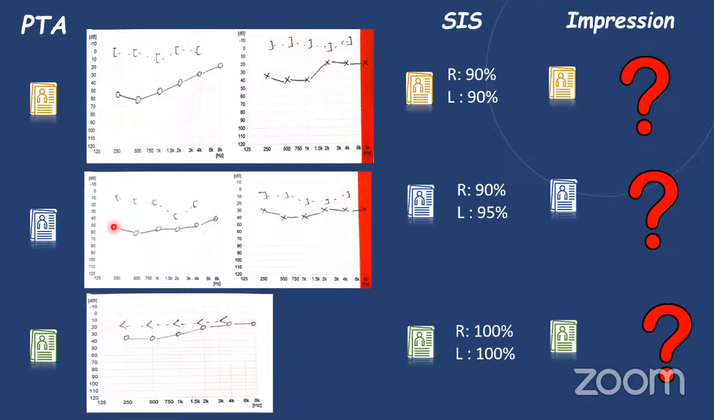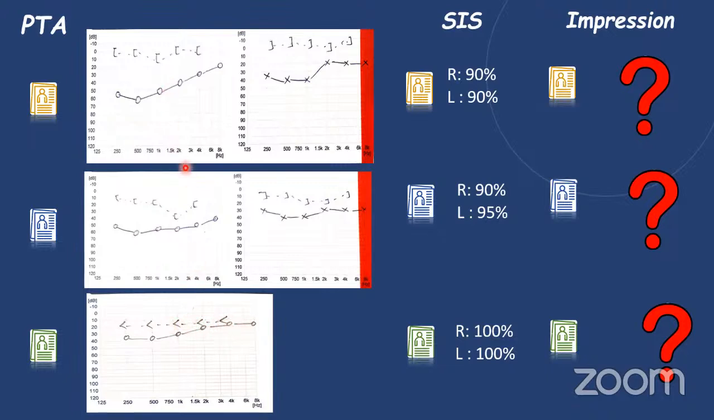The second case also had an air-bone gap, which was fairly consistent in all the frequencies and had a slight dip in the bone conduction thresholds at the 2 kilohertz region in one ear, and the other ear was almost flat. And in the third case, in the right ear, there was a slight air-bone gap in the lower frequencies, and the gap was less in the higher frequencies.